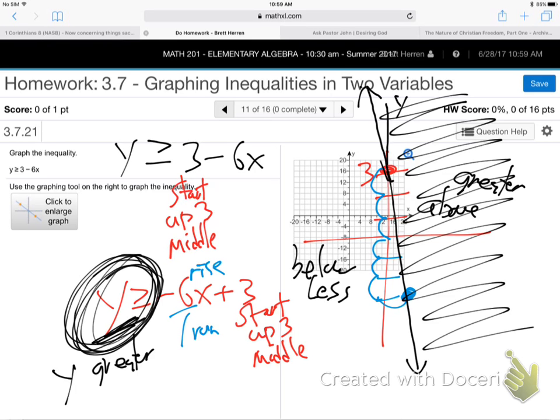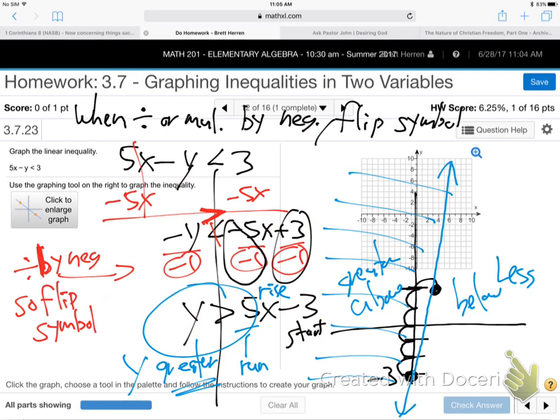So I gave them greater, above the line, and the equals, the solid line. But on this one, they just want greater. Just greater. They don't want equals. So I give them just the shading above, but not the solid line, not the equals. So I dot the line, like that. Make it a dashed line, because you're saying the line is not part of the answer.